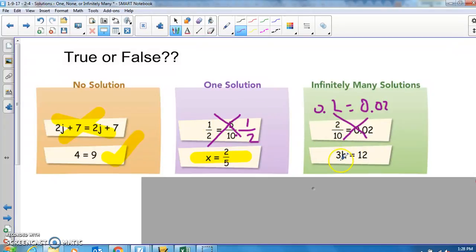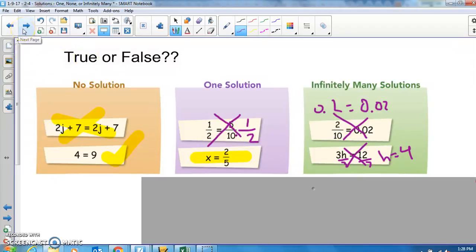All right, if you work through this, we're going to divide 3 on each side, which gives you h equals 4. So that is our one solution. That is two different things, so that would be no solution. This is one solution, so neither of these mean infinite, so that would also be false.